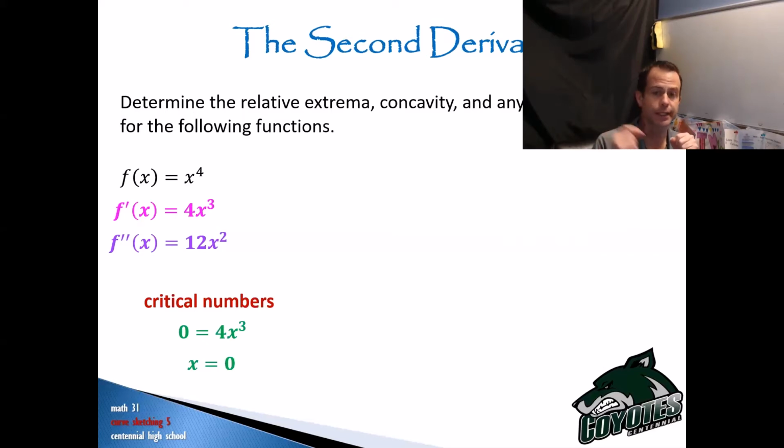So when I plug in a negative number, I'm plugging it into the first derivative. That's going to get me negative on the left and positive on the right. So that tells me the original function is decreasing from -infinity to 0. I am increasing from 0 to infinity. And I have a local min at (0, 0).